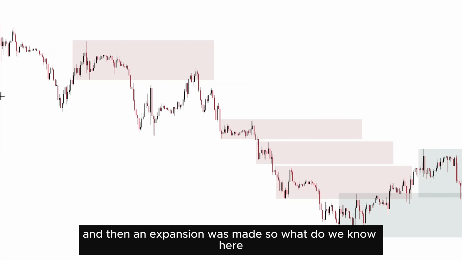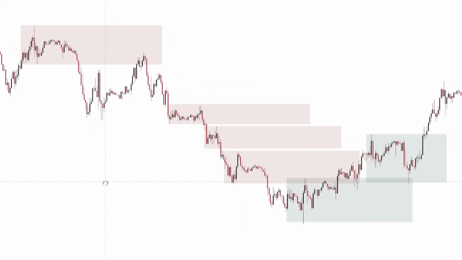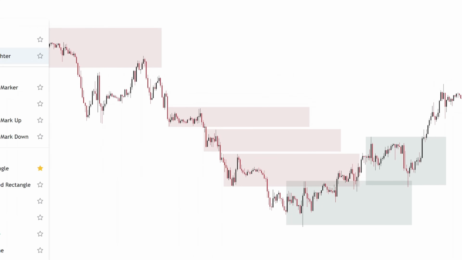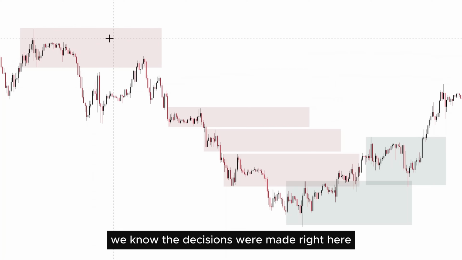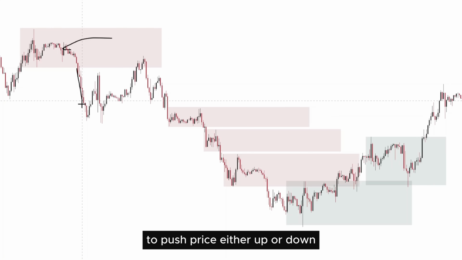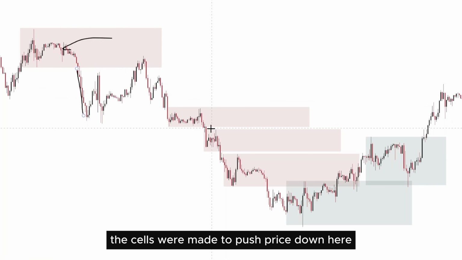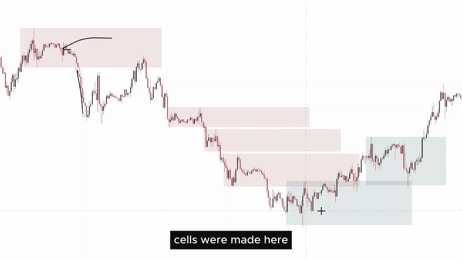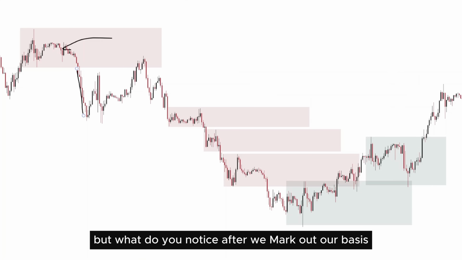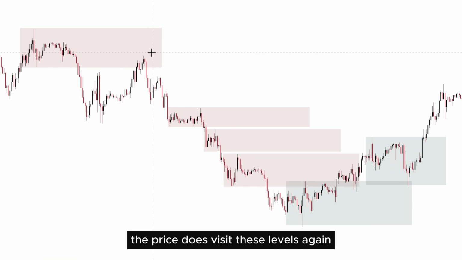So what do we know here? We know that decisions were made right here to push price either up or down. So in this case, the sells were made to push price down. Here, sells were made, sells were made, sells were made. Here, buys were made, buys were made. But what do you notice after we mark out our bases? The price does visit these levels again.